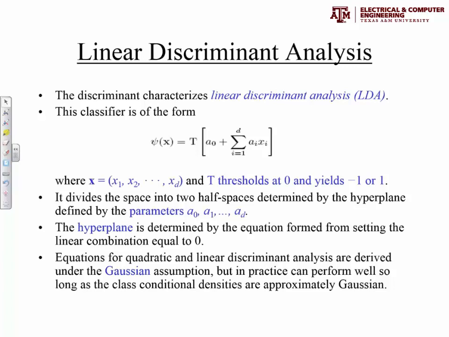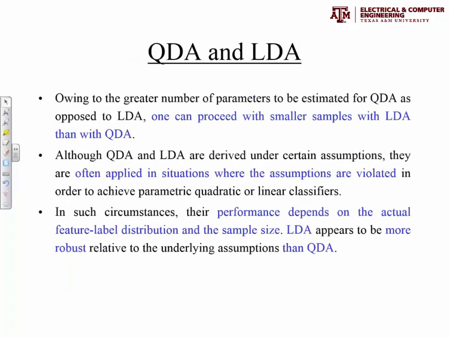Now, the equations for quadratic and linear discriminant analysis have been derived under the Gaussian assumption. We assume that the density of the feature vector given each class is Gaussian. But in practice, they can perform well so long as the class conditional densities are approximately Gaussian. They're used in places even when the Gaussian assumption doesn't hold, and they seem to do reasonably okay.